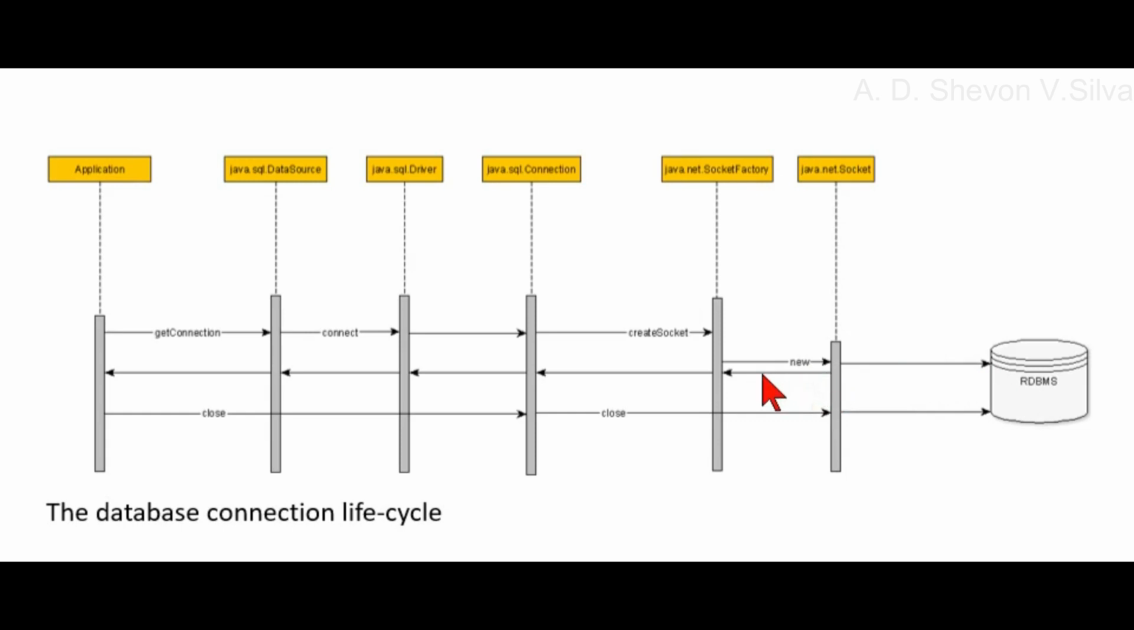Then the socket is connected to the socket factory, connected to the connection, the driver, the data source, and the application. Then the application is connected to the data source via close, the application is connected to the connection via close, and the connection is connected to the socket via close, then the socket is connected to the RDBMS.